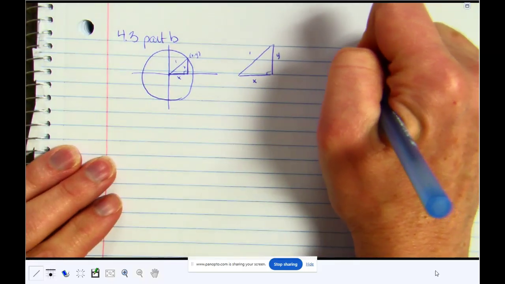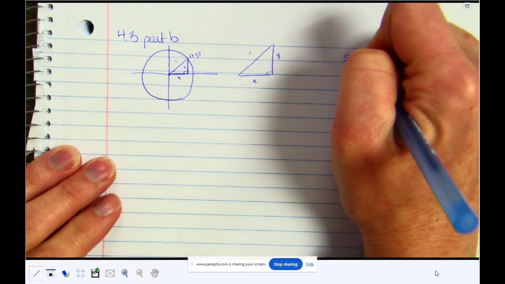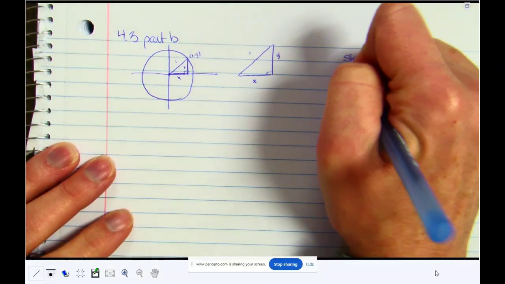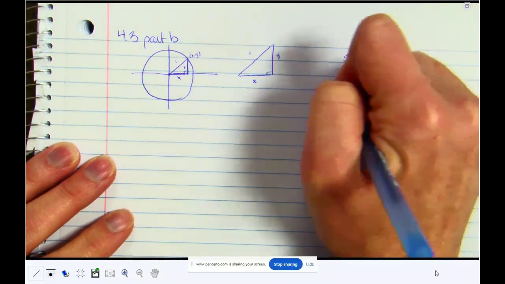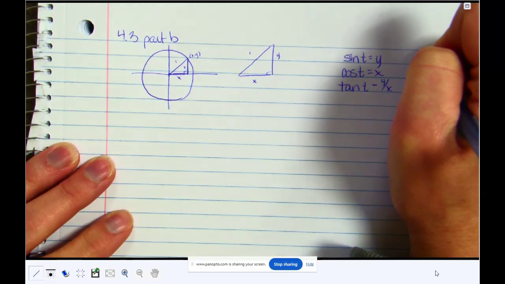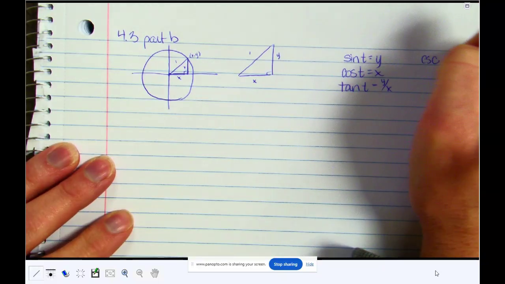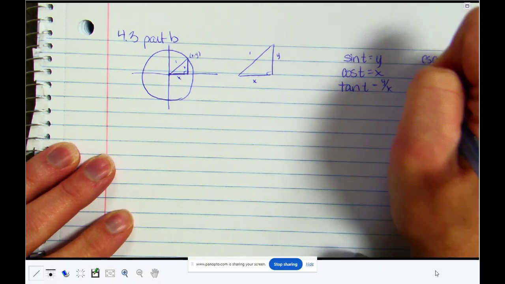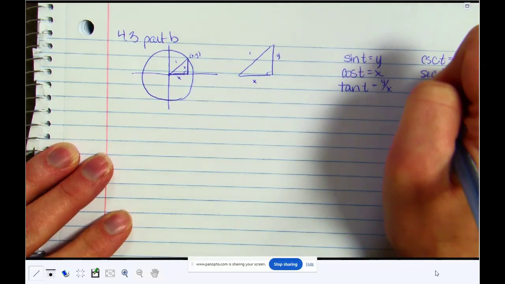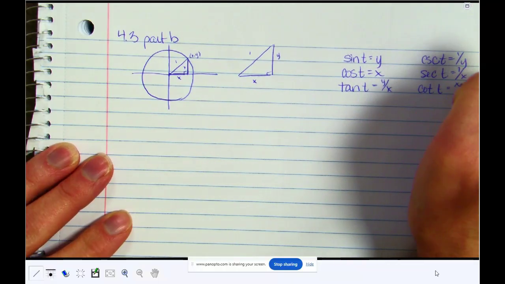Okay, you know that sine is equal to what? Y. And cosine was? X. And tangent was? Y over X. And cosecant is 1 over Y. And secant. And cotangent was? Okay, you have that written down. You don't have to write it down again.